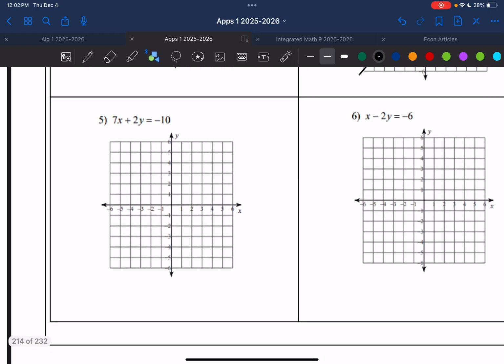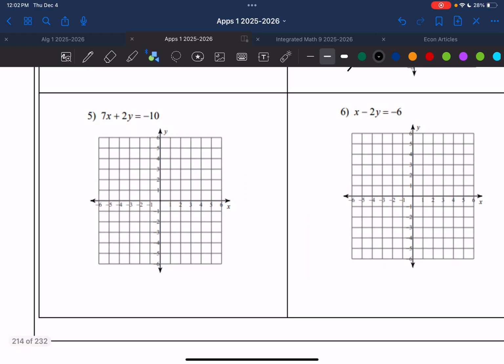All right, now this one is in standard form. I'm going to do it by finding the intercepts. You can also do it by translating it to slope-intercept form. You will get the same line if you do it correctly, either way. So I'm going to start by finding my x-intercept by setting y to 0. So 7x is equal to -10. So x is equal to -10 over 7. -10 over 7, comma 0. So that's going to be a point right about there, right?